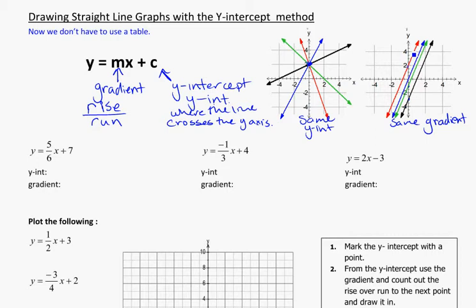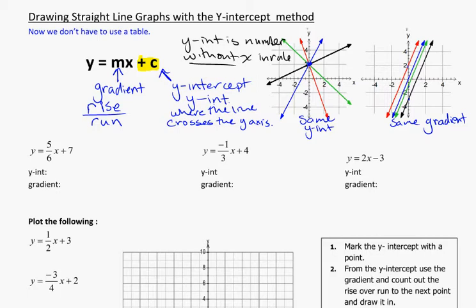So the first thing to be able to do for plotting these equations using the y-intercept method is to be able to identify from the rule what your y-intercept and what your gradient are. And the first thing you always want to look at is the y-intercept. Again, that's the plus c part of this equation. Sometimes it's a minus, but it's the number added on without the x, and that's really important to remember. So the y-int is the number without x in the rule, because it doesn't always have to be written in the exact same order, which can get tricky.